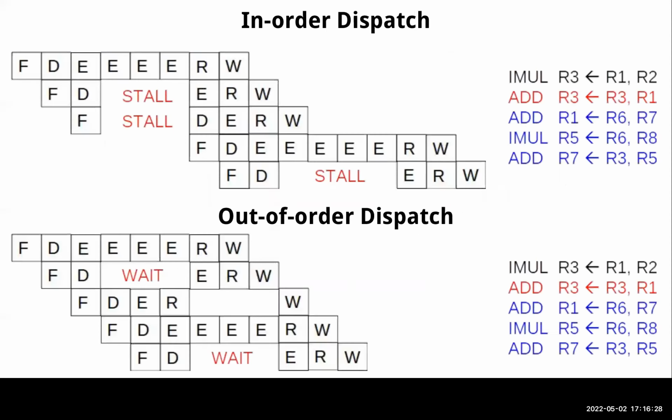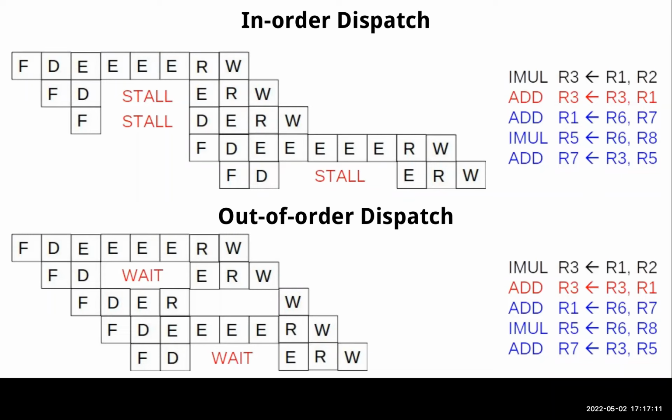So let's see a more concrete example using those 5 instructions we just saw. The in-order dispatch is on the top. The out-of-order dispatch is on the bottom. How many of you are familiar with this kind of graph? What is this graph called in a computer architecture class? Dispatch graph? I don't remember anyway. Let's say pipeline graph. Yeah, something like that.